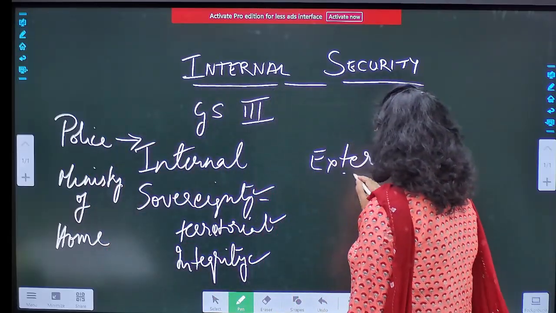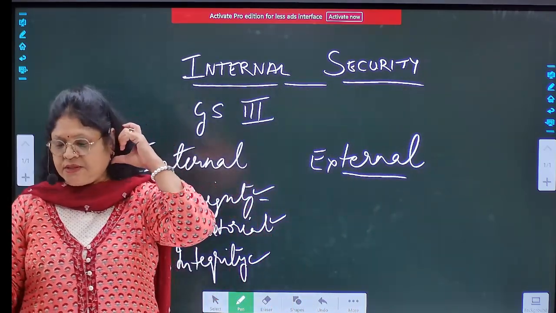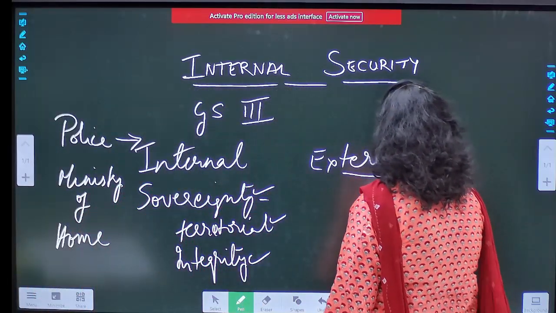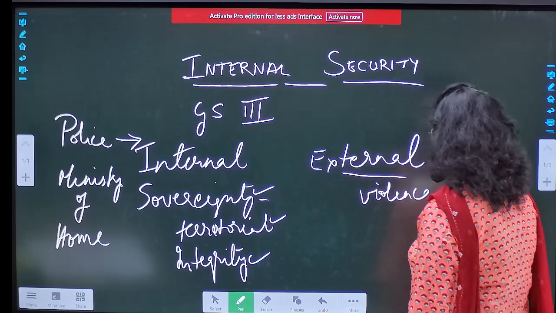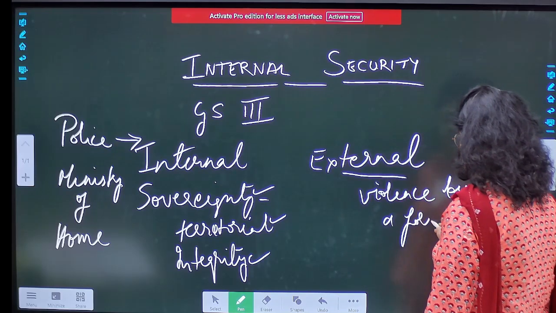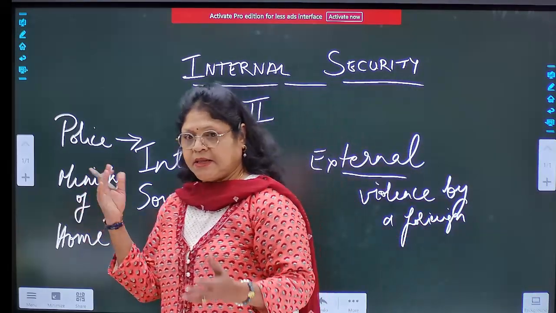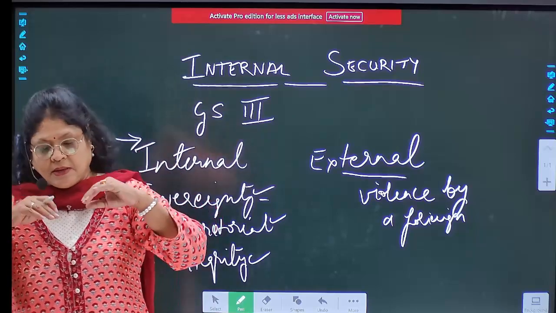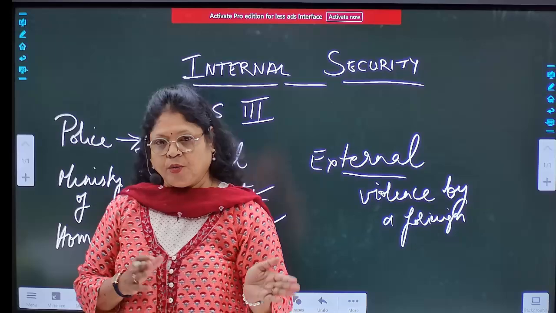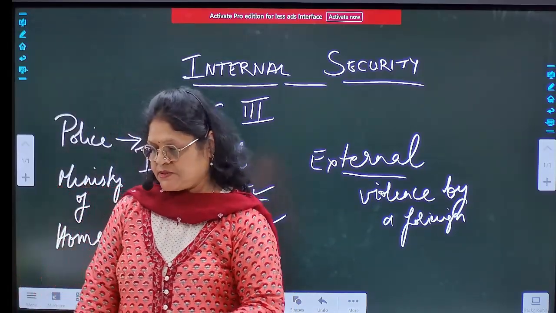So when we talk about external security, this is outside of the state boundaries. So we expect that obviously it will be some violence or some action by a foreign country that is not within our country. So you expect that they will in any way try to disturb your own peace and law and order, your peace within the country, and try to create some kind of disturbances.